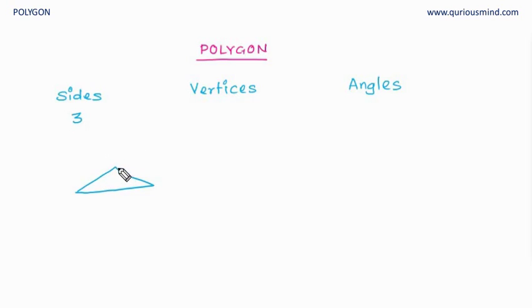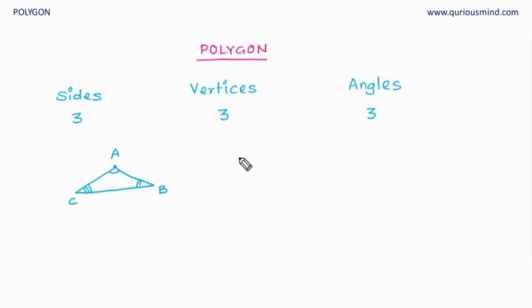Vertices, where two line segments meet. So this and this line segment, they meet here. So this is one vertex. This and this line segment meet here. This is another vertex. This and this line segment meet here. So this is third vertex. So we have three vertices in a triangle. We'll name them. So I have A, B and C, three vertices in triangle. And the angles are formed by two adjacent line segments. They form angle. So this is an angle, this is another angle, and this is third angle. So again, there are three angles in a triangle.